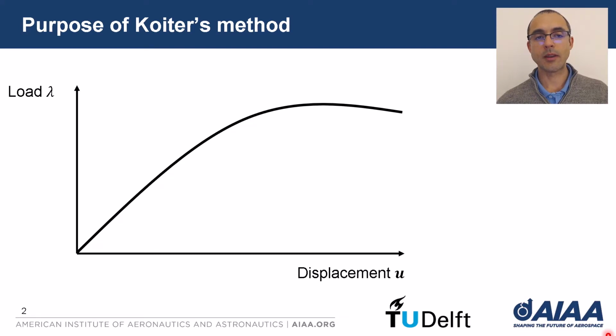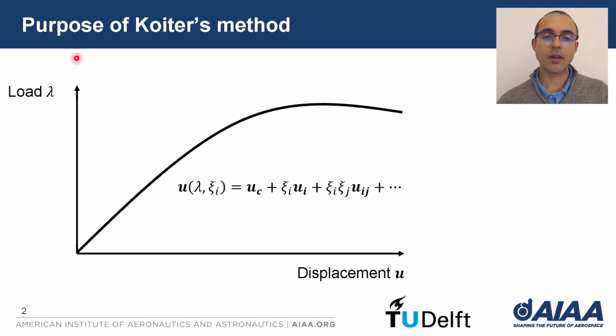Koiter proposed a method that can be used to calculate a reduced order model for the displacement with respect to the load in cases where we have a nonlinear dependency, as in this example. Koiter's nonlinear asymptotic expansion starts with defining a linear or nonlinear pre-buckling state and then adding to this pre-buckling state contributions from the linear buckling modes and second order modes.